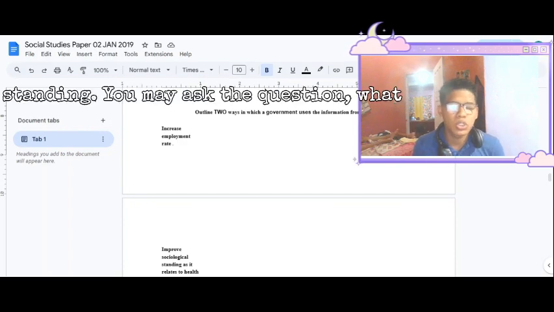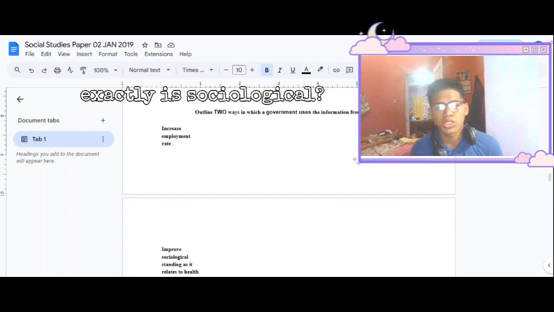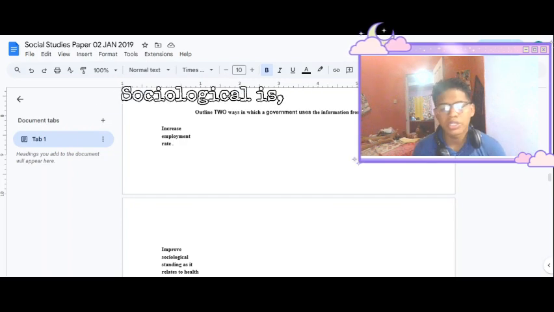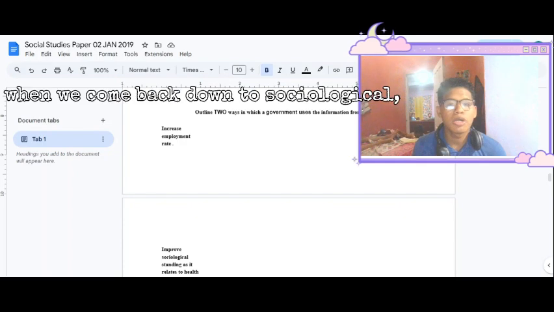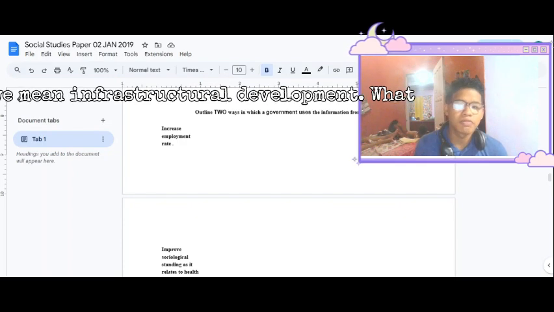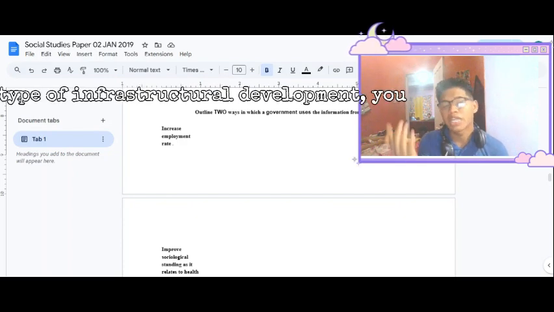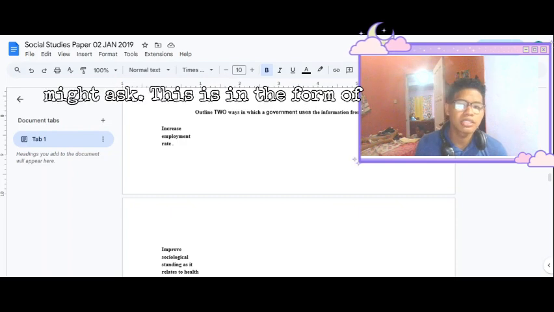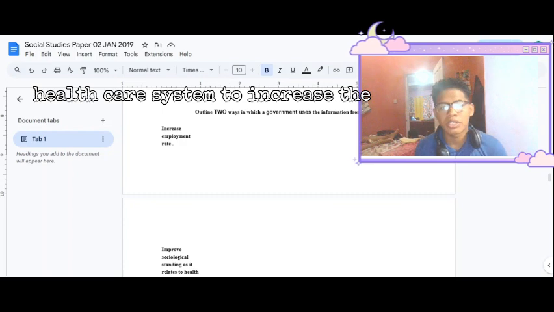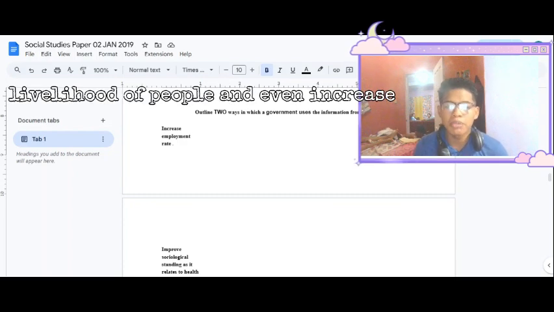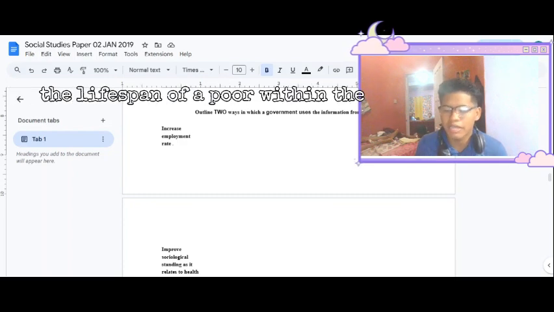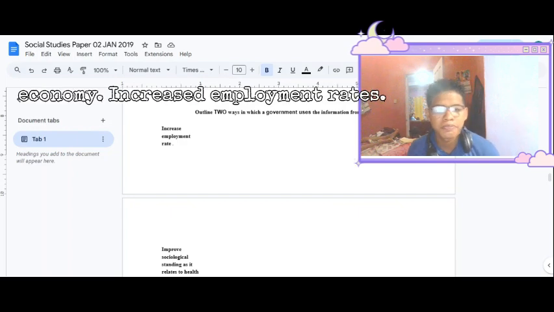You may ask the question, what exactly is sociological? When we come back down to sociological, we mean infrastructural development. What type of infrastructural development, you might ask? This is in the form of healthcare system to increase the livelihood of people and even increase the lifespan of a force within the economy.